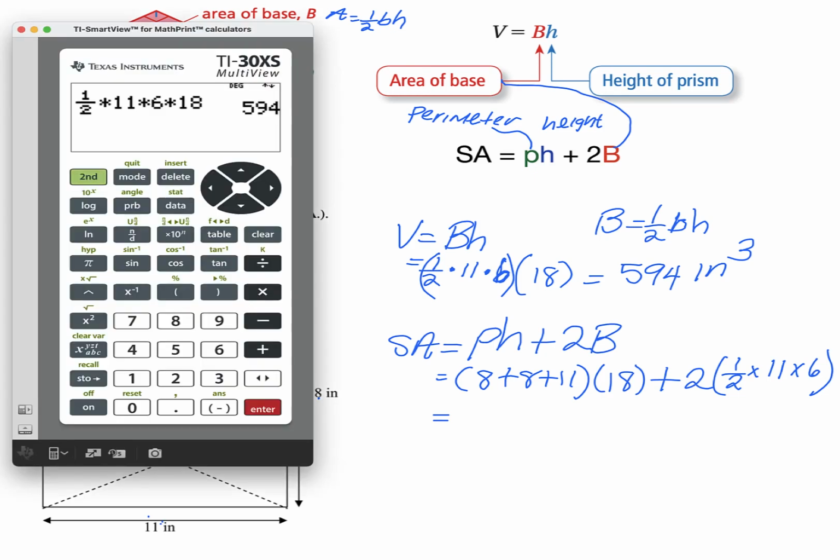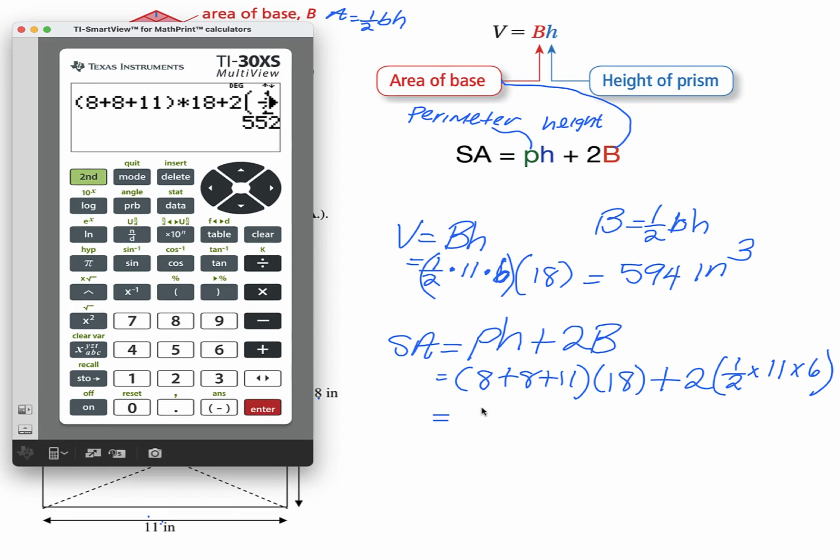In our calculator, so we'll do the first portion. We have 8 plus 8 plus 11, close, and we're going to multiply that by 18. We can actually put everything in the calculator. Plus, and then we have 2, open the parentheses, we have a half, times 11 times 6. Close our parentheses, and we hit enter.